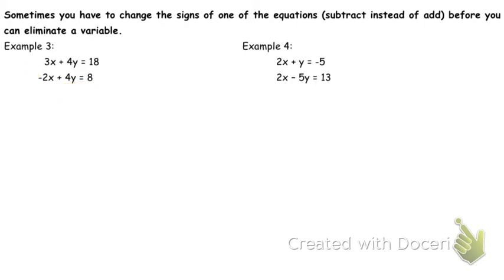Now what if we were to subtract everything? If I did 3x minus a negative 2x, that'd give me 5x, because it'd really be like plus plus. Don't write this down yet. If I did 4y minus 4y, what do I get? Zero. Is that what I want? Yes.